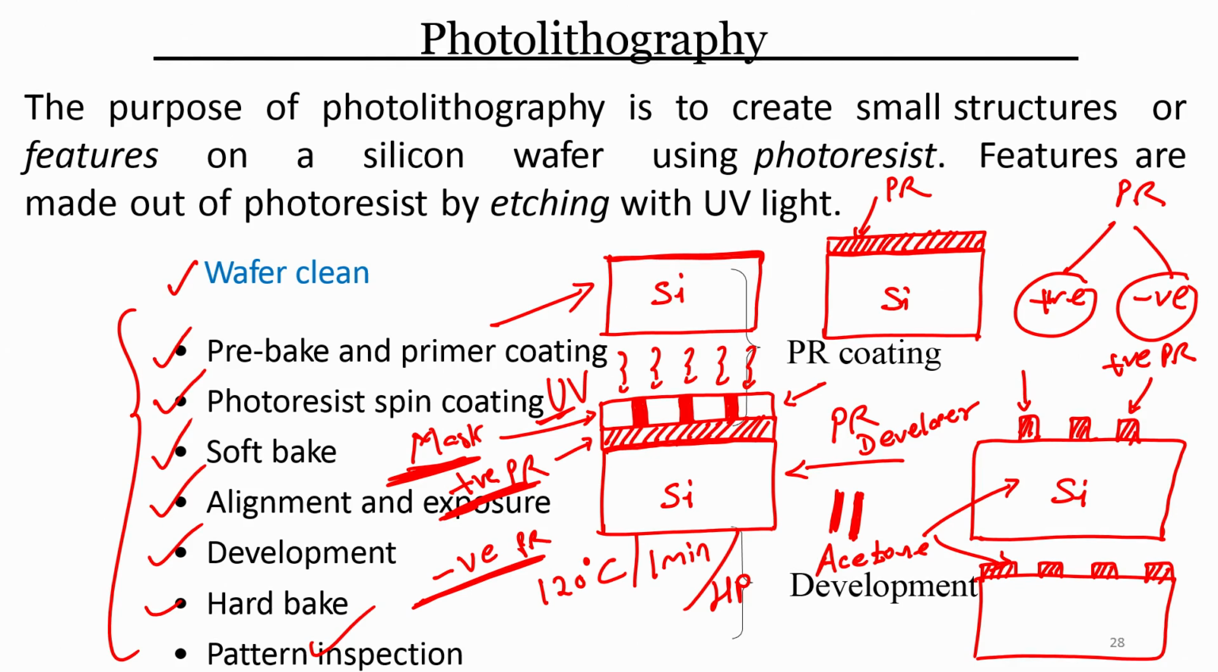Thus, if the patterns are not replicated or the photoresist is not exposed or developed correctly, you always have a chance of dipping the wafer in acetone and restarting the process. But if the recipe is correct, that means the exposure time and your developer time are correct, then you do not have to worry, because in the pattern inspection you will get the feature size and the gap as per the mask.